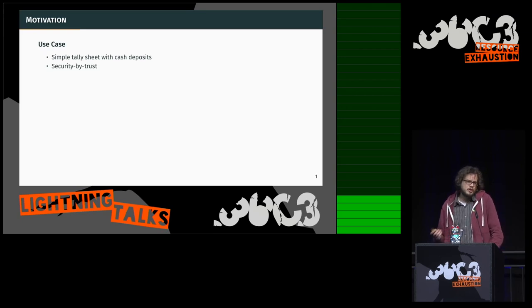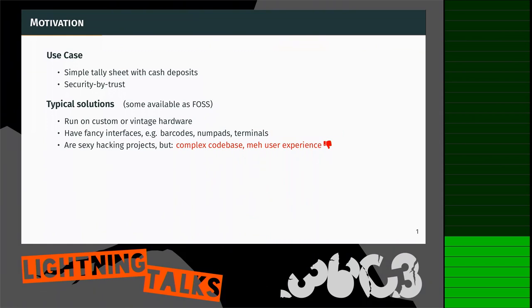And the security model here is trust. So if you have physical access to the fridge, you can compromise the system. There are lots of solutions, obviously, because every hackerspace needs something like this. And all of these solutions typically are sexy hacking projects, because it was so much fun to develop some custom hardware, to make it run on some vintage stuff, have a barcode scanner, things like that. That's very sexy for hacking, but actually it's often not so sexy for maintaining, and also the usability is not the greatest you can have typically.